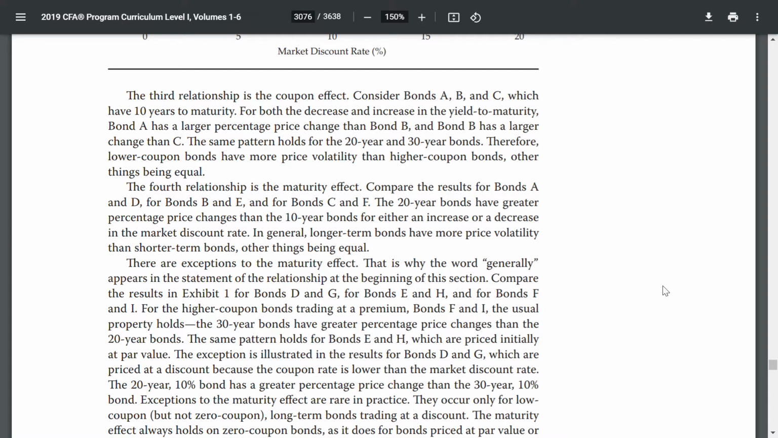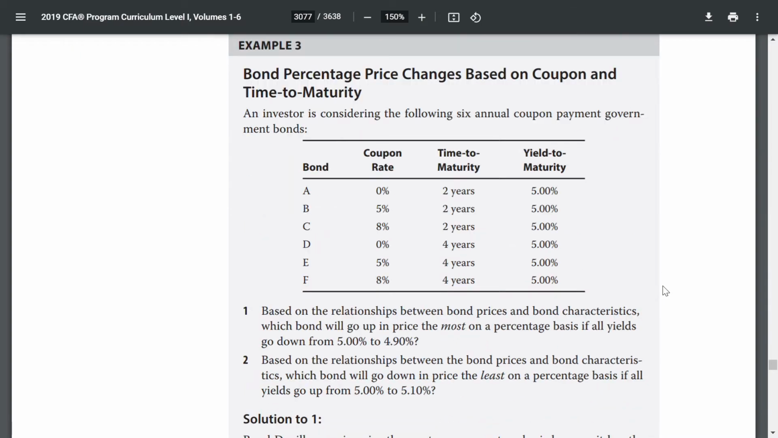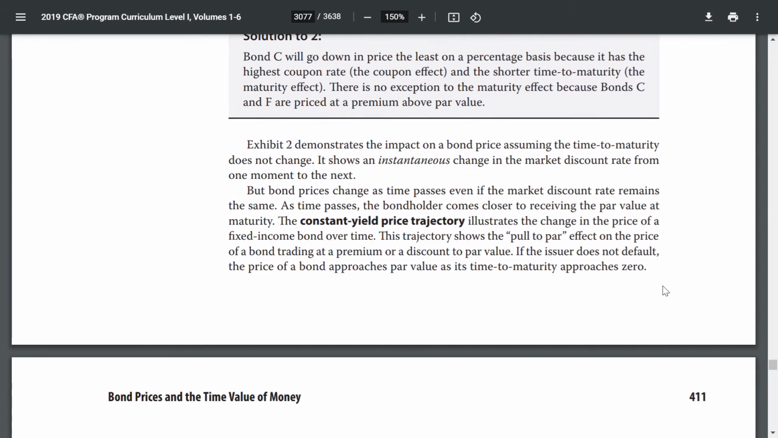All other things being equal, the fourth relationship is the maturity effect. Compare the results of bonds A and D, B and E, and bonds C and F: the 20-year bonds have a greater percentage price change than the 10-year bonds. So this just makes a lot of sense. If you understand the equation, you can understand these characteristics without any problem.